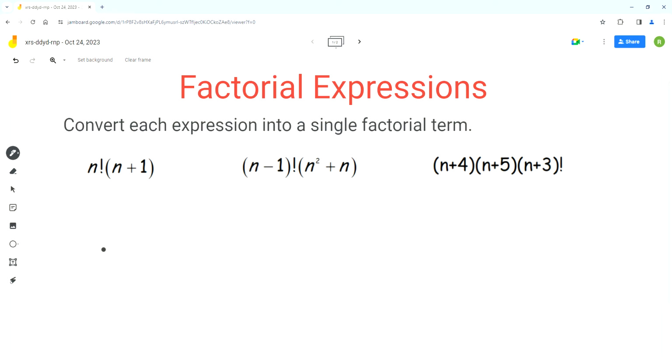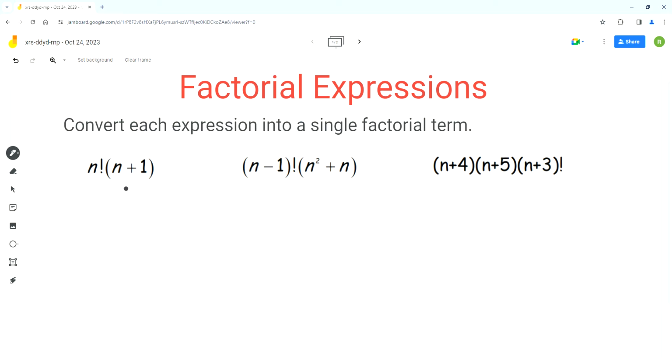So in this video, we'll solve this problem based on the concepts of factorials. We have to convert each expression into a single factorial term. So we are given these three expressions and we have to convert each of them into a single factorial term.